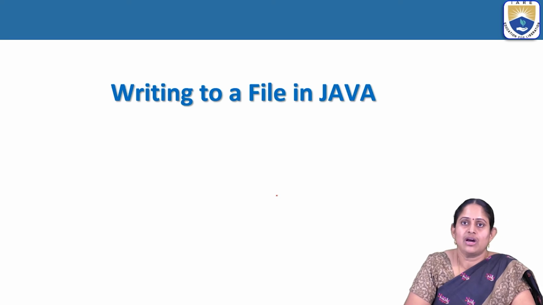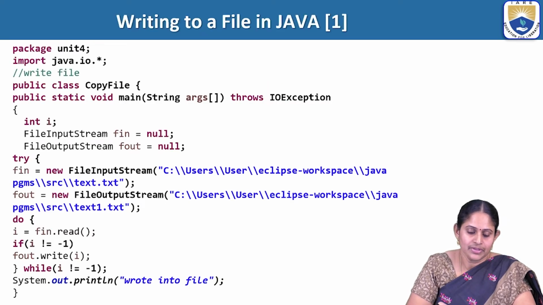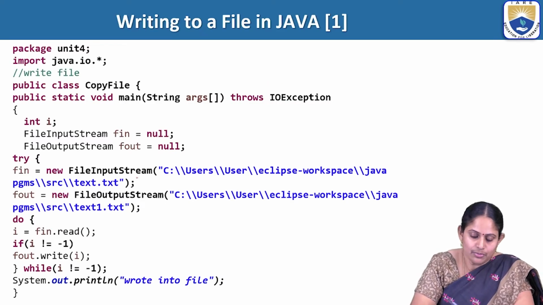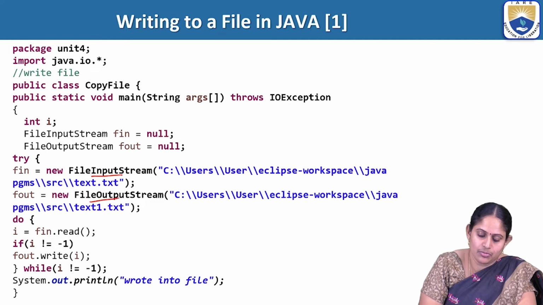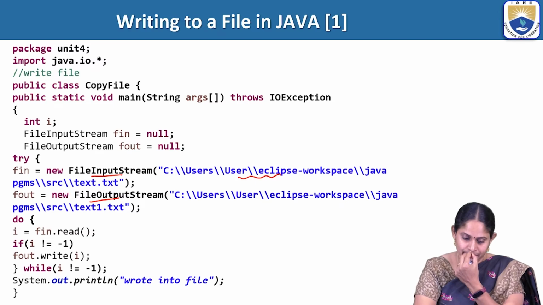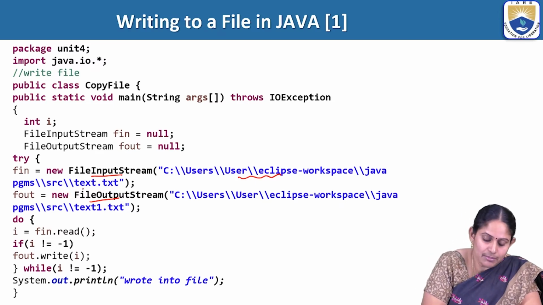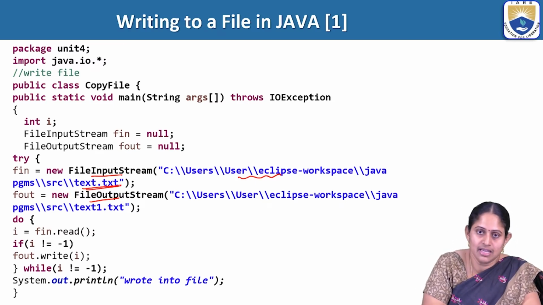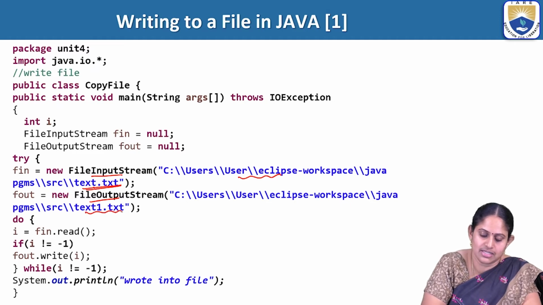Now let's look into how to write a file in Java. Again, we have to make use of the file input stream and file output stream. I'm passing some path. So what happens here? This file already exists. The contents of this file are written into text1.txt.